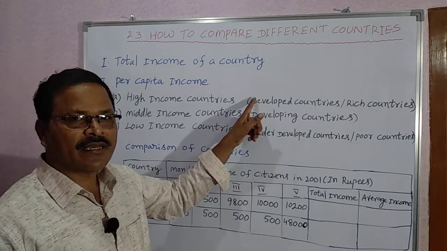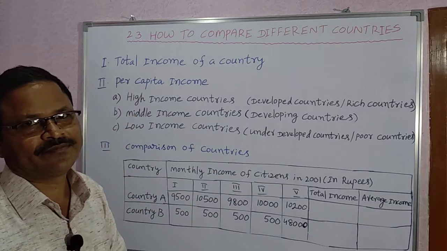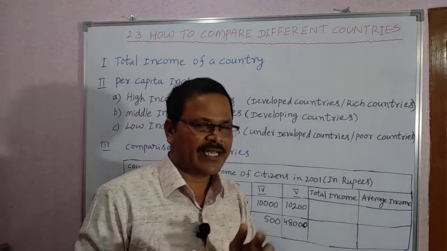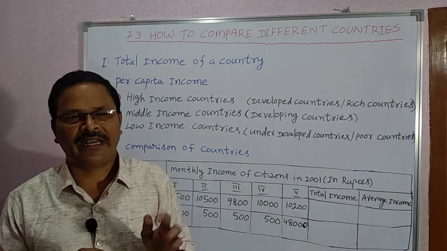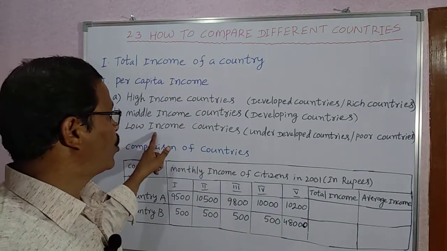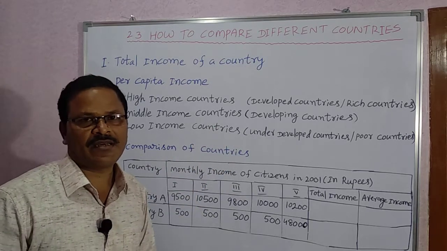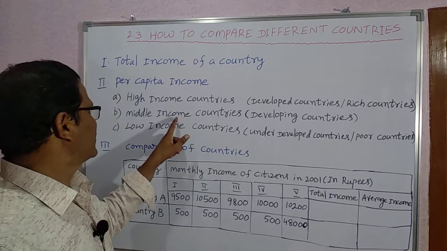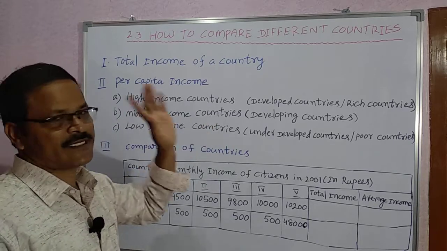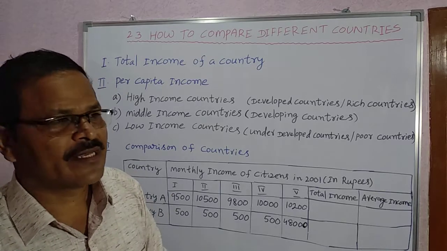Developed countries, developing countries, underdeveloped countries. Until less than a decade ago, India came under the category of low income countries. At present, our country is in the category of middle income countries.